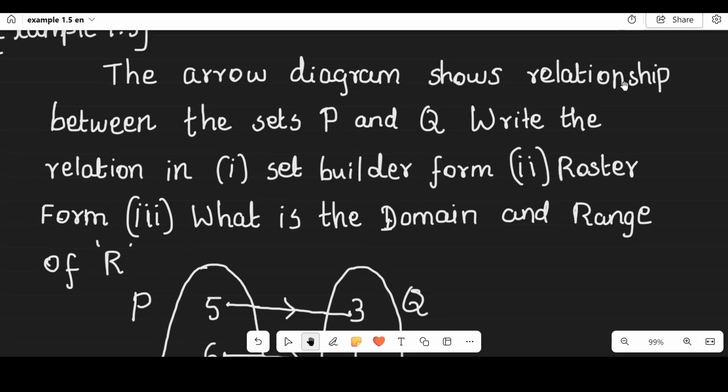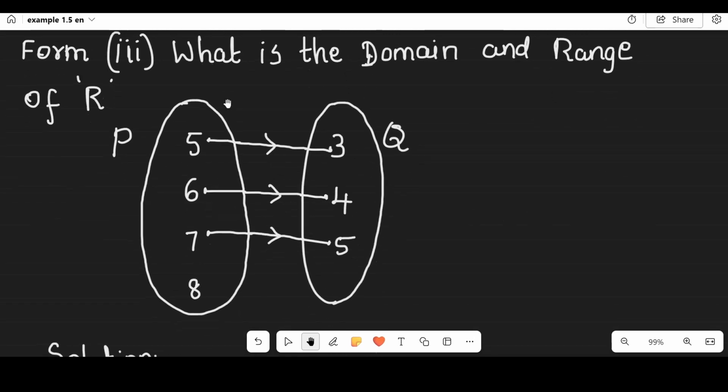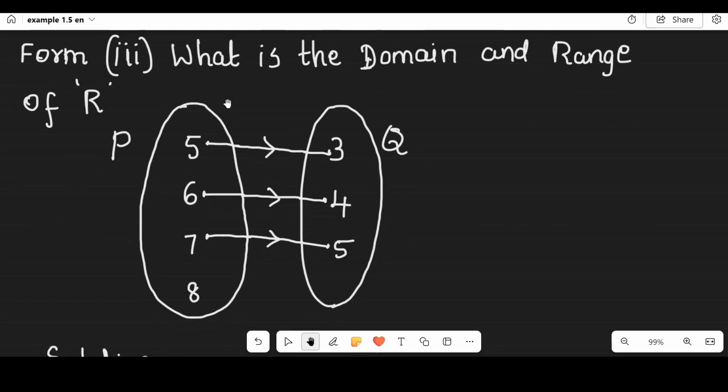The arrow diagram shows the relationship between the set P and Q. Write the relation in set builder form and second, roster form. Third, what is the domain and range of R? Here, what is given? This picture is given. This is the arrow diagram, and this is the P set. This is the Q set.